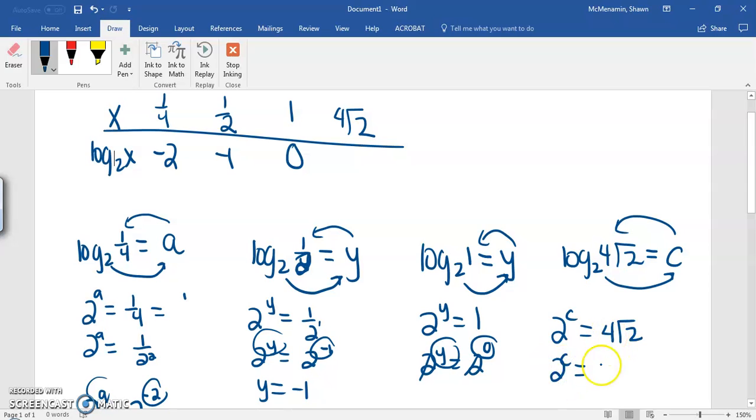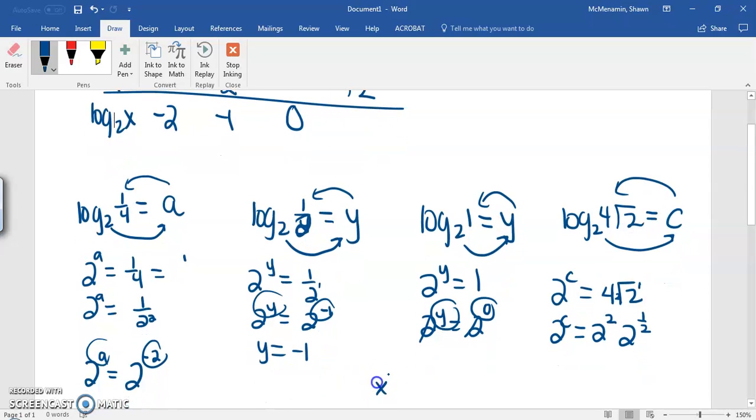Now we want to write this in the same base. 4 is 2 squared. Square root of 2 is 2 raised to the 1/2, right? Think about changing it from radical notation to fractional or rational exponents, 1/2. And then with these exponents, you actually add them. So the property is like if you have x squared times x cubed, you add them and that becomes x to the 5th. So you get 2 to the c equals 2 to the 2.5, which is the same thing as 5/2. And so c equals 5/2.